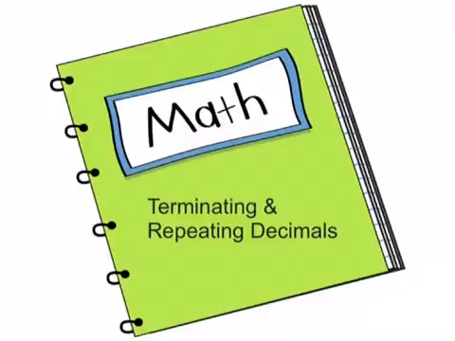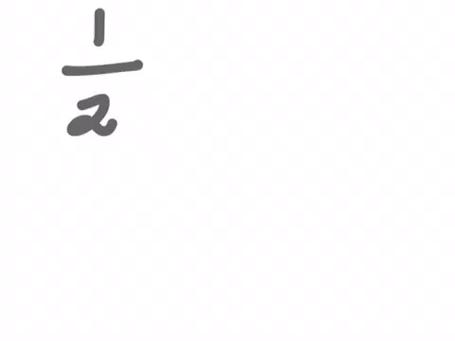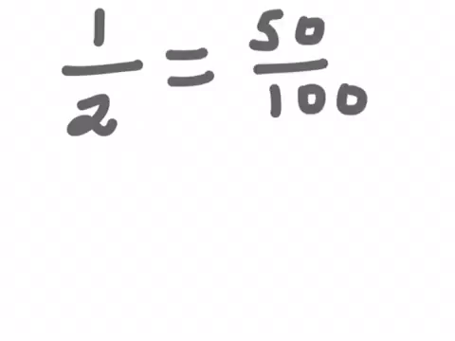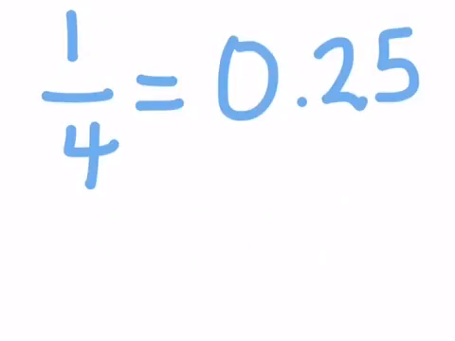This video will talk about terminating and repeating decimals. Decimal numbers are simply another way of writing fractions. For example, 1/2 we know is the same as 50 out of 100, or 50 hundredths. So 1/2 and 50 hundredths are equivalent.